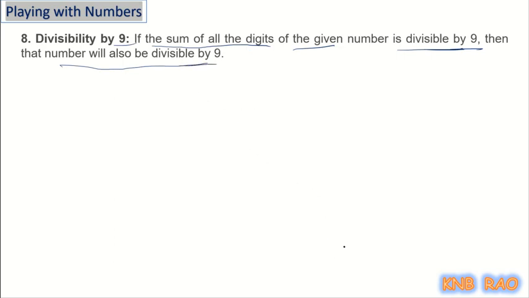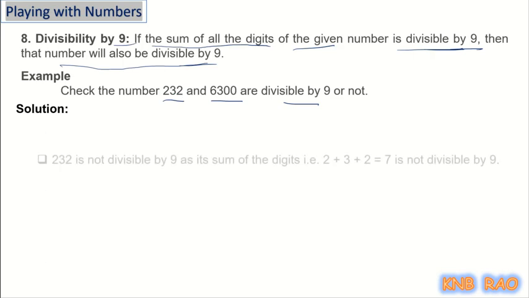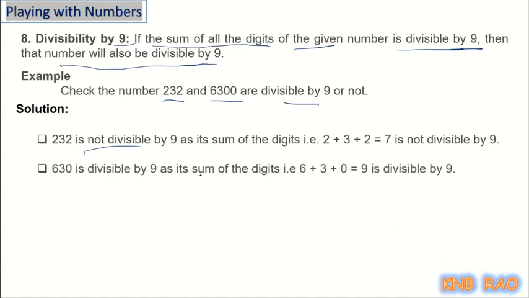Now, moving on to the example: check whether the numbers 232 and 6300 are divisible by 9 or not. First one, 2 plus 3 plus 2 is 7, which is not divisible by 9, therefore 232 is not divisible by 9. Another number, 6 plus 3 plus 0 plus 0 is 9, which is divisible by 9, therefore 6300 is divisible by 9.